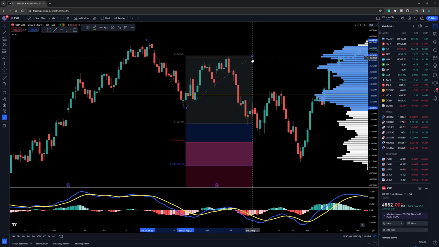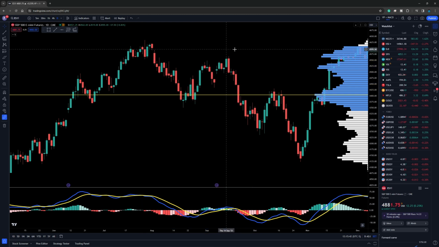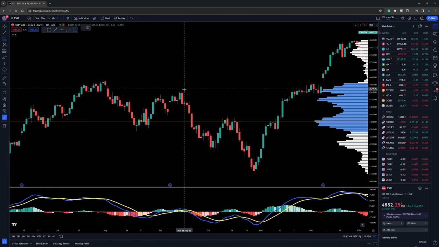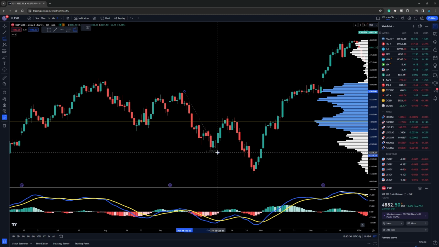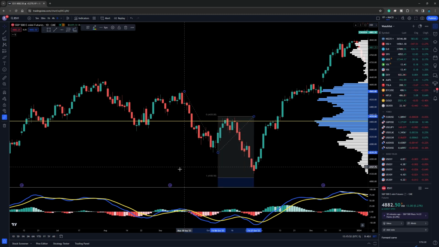Now, are there times where the ABC pattern does not totally complete? And yes, there are. If we look right here, we can also make the case that this was an A to B equals C to D pattern. And I can tell by eyeballing it, we just barely missed hitting that pattern. And that is how it's going to play out sometimes.